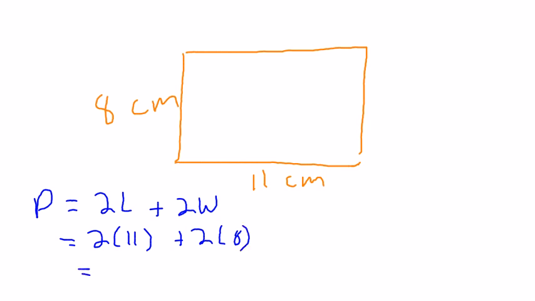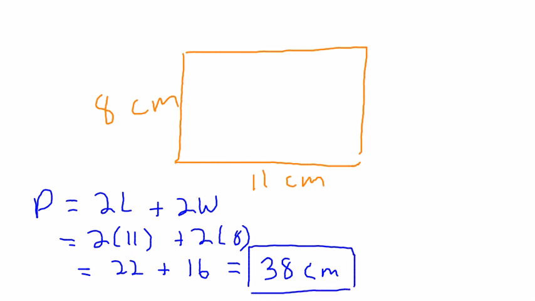2 times 11 is 22, plus 2 times 8 is 16. 22 plus 16 is 38 centimeters. So the perimeter or distance around this rectangle is 38 centimeters. Alright, let's try one more.